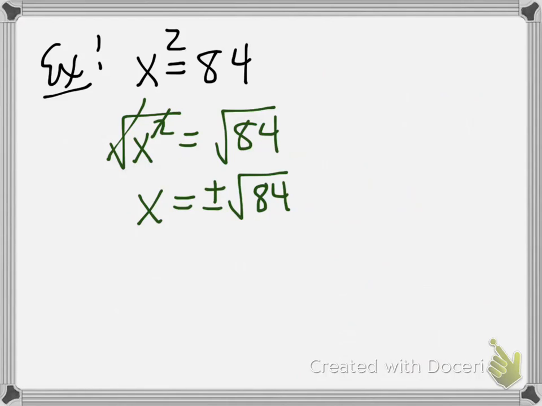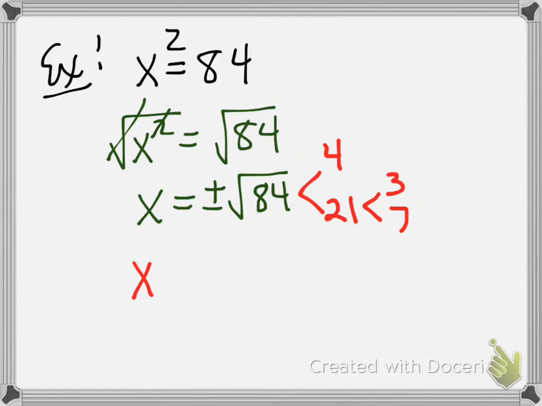So now you can see we're going to have to simplify like we did in the beginning of our video. We're going to have to simplify 84. So how can 84 simplify? Well, let's see. Is it divisible by 4? Yes. 4 times 21 gives me 84. And 21 is 3 times 7.